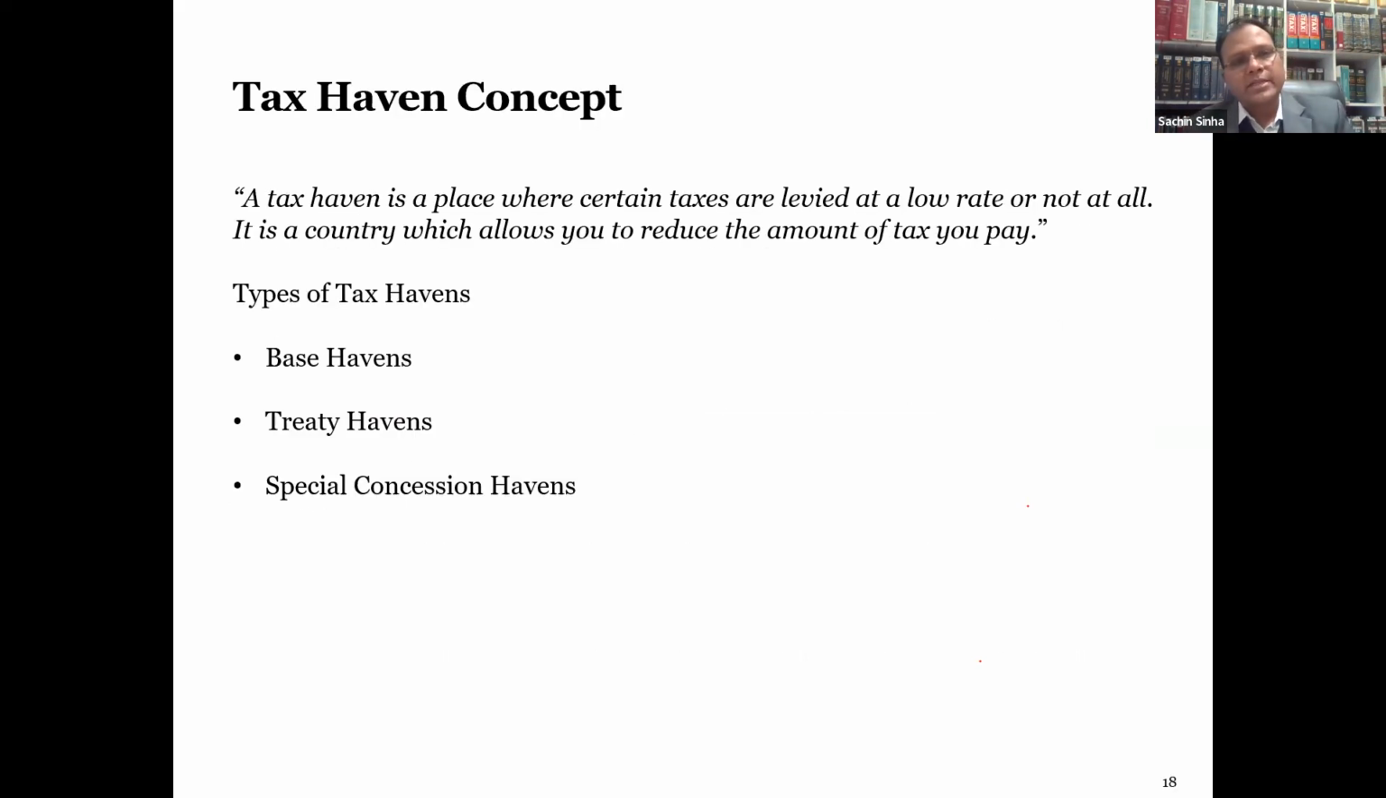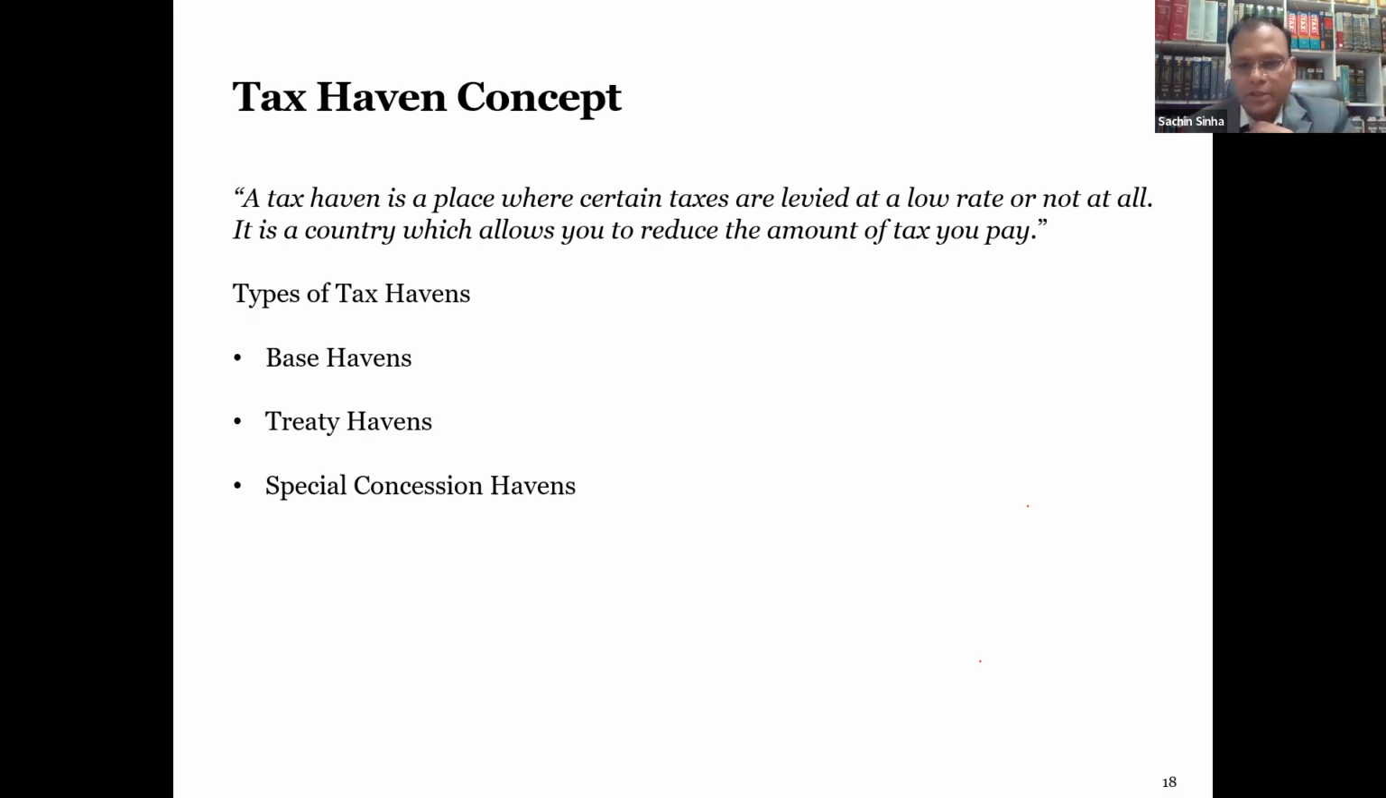Coming to the next topic, tax havens. As you know, there are many countries where the tax rate is low or nil. As Geetika explained in the beginning slides, you may want to do the transaction through non-treaty, non-tax countries or low tax countries. So why is this so?